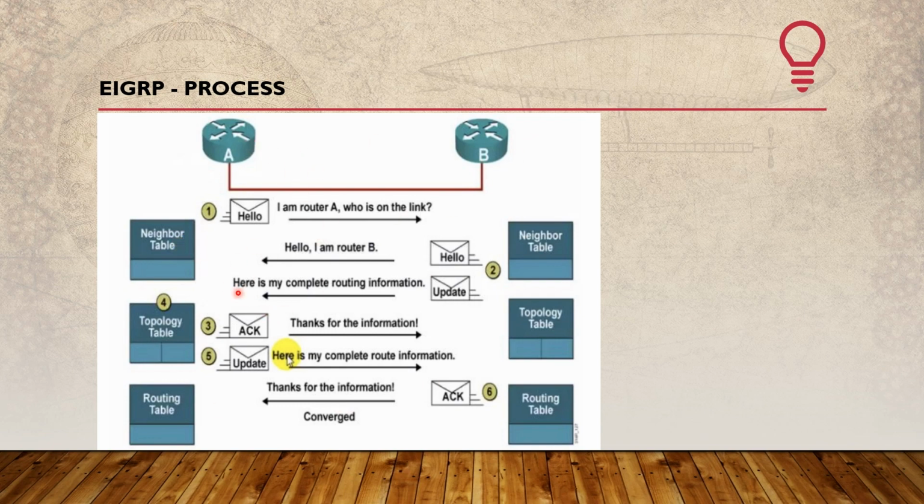After this establishment, it will form three tables: neighbor table, topology table, and routing table. First, it will bring the neighbor, and then it will understand the topology, and then it will calculate the best routing path.